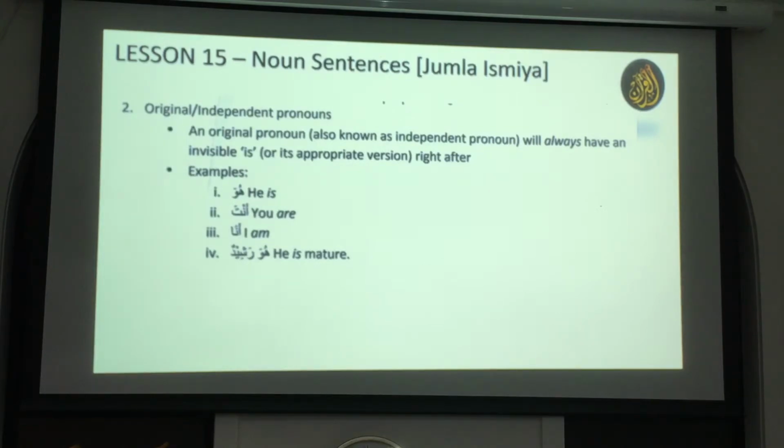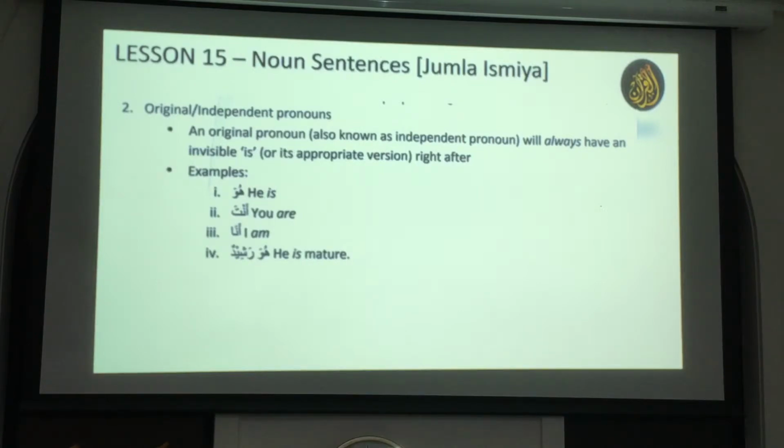Original or independent pronouns. Remember in the pronoun chart we had original or independent pronouns, not the nasab or jar version, the proper rafa version. An original pronoun, also known as an independent pronoun, will always have an invisible is or appropriate version right after it. So when we say huwa, it means he. Actually, whenever you see huwa in the Quran, it means he is. Anta means you are. Ana means I am.